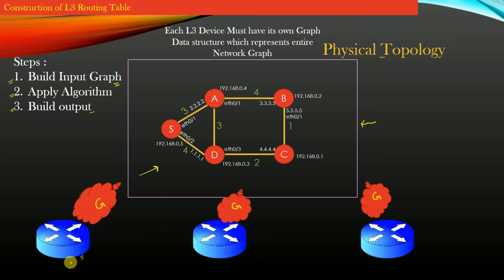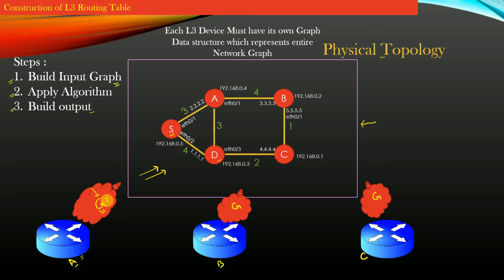So these blue color devices are just routers which are part of this topology. To illustrate an example, I have taken the devices A, B and C, but assume that whatever explanation I give also applies to the rest of the devices which I have not shown on this slide, for example, devices S and D. So each device in this topology builds an input graph data structure in its local memory, and that graph data structure should represent this physical topology as it is.